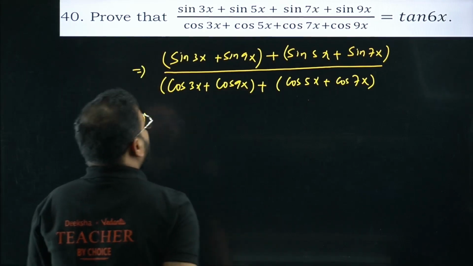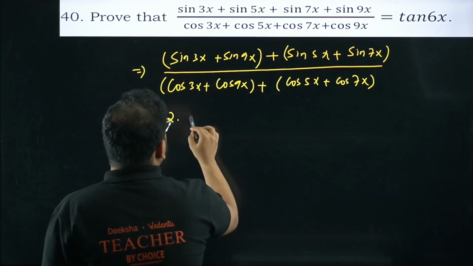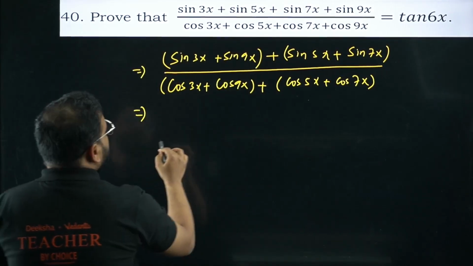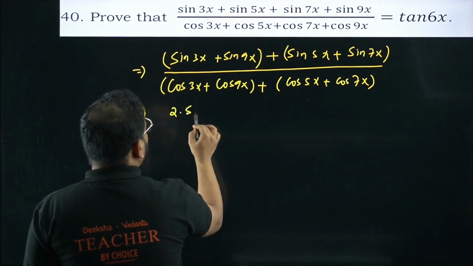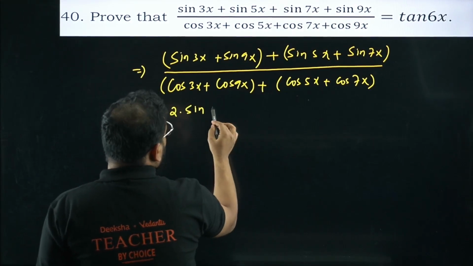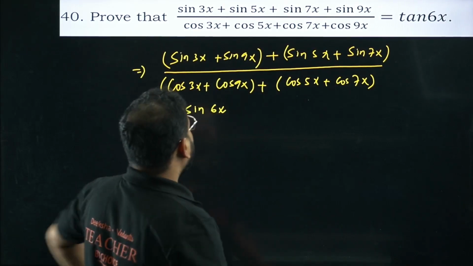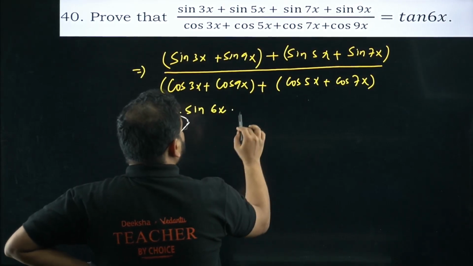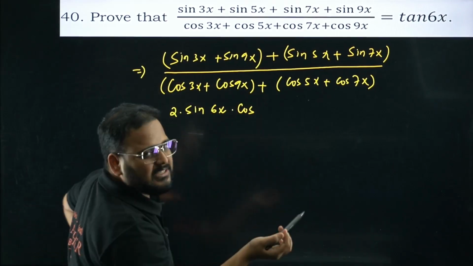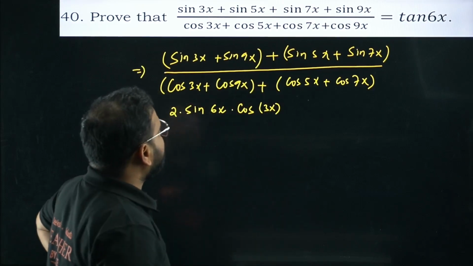We'll have the formula's value with 2. So 2 times sine of (3x plus 9x) by 2. 12 by 2 will become 6x. Again you'll have cos of (3x minus 9x) by 2, which is minus 3x; cos makes it positive, so you'll have simply cos 3x. Please check. This is clear, right?